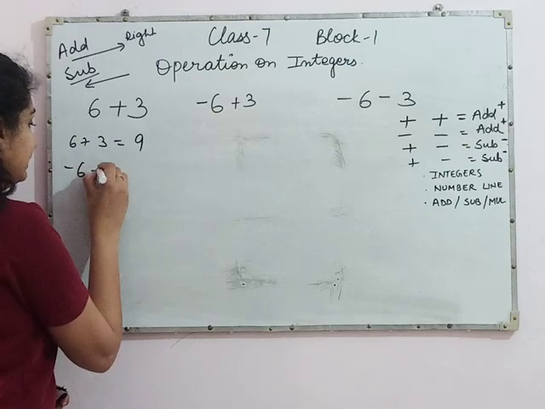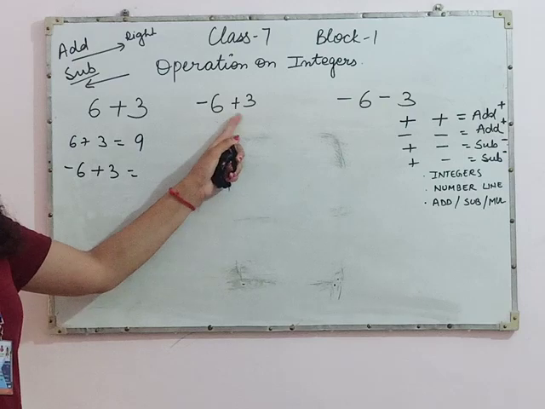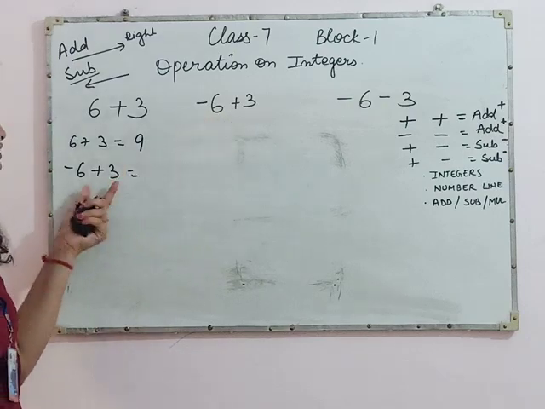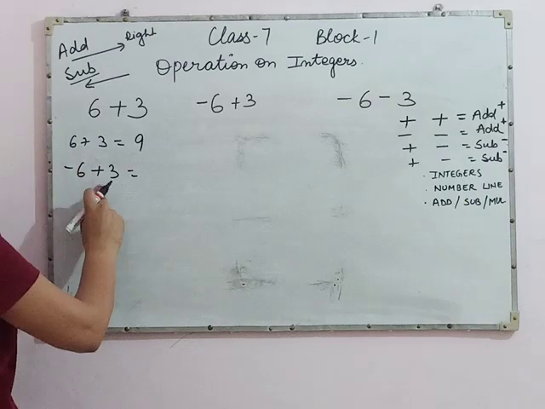Minus 6 plus 3. Here also, no two symbols are together. So, we are going to decide which operation we have to choose. One is negative, one is positive.